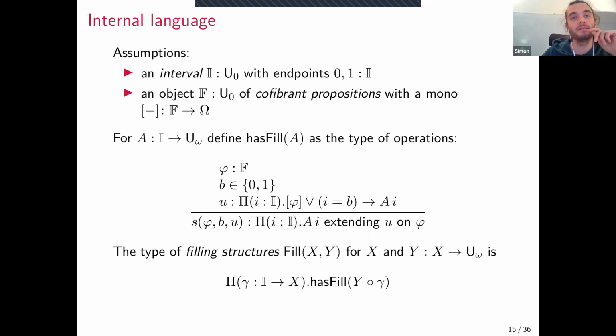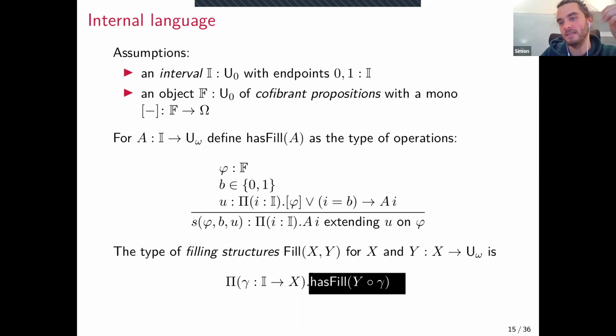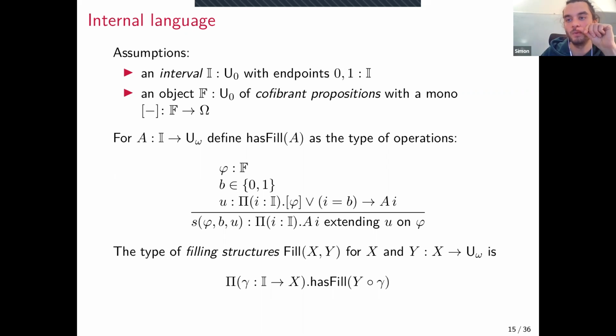And then I can formulate the type of filling structures. If I have an object X and a family over X, which is just a function from X to U omega, I can define fill X Y as follows: for any path gamma in X, I get a path in U omega by composing with Y, and I require that this has a filling structure. This is very similar to what cubical computational type theory also uses.